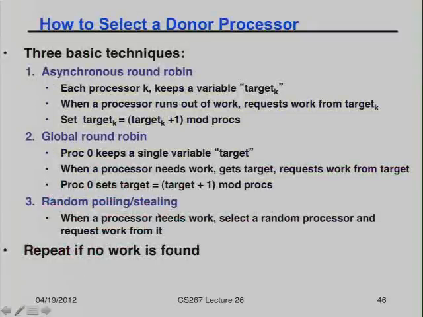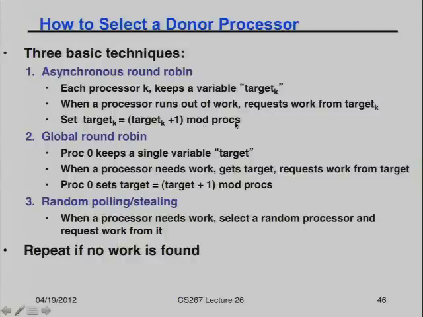There are three basic techniques that people have proposed over time. The simplest one, perhaps, is round robin. Everybody is going to keep a pointer. So the kth processor keeps track of the target sub k, and whenever it runs out of work, it requests work from that target. What does it do the next time? It goes on to the next one. It just goes round robin through all the processors, asking them all in order. So it goes from target sub k to target sub k plus 1, and loops around when you hit the total number of processors.